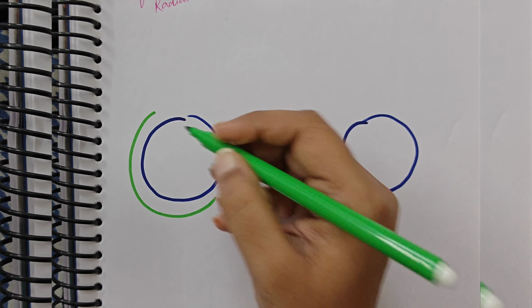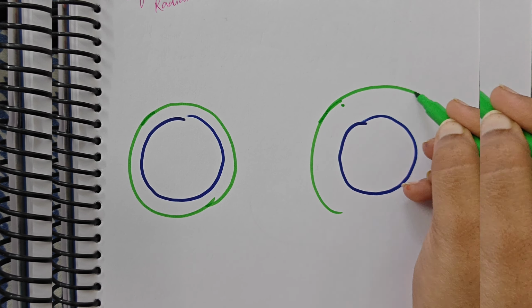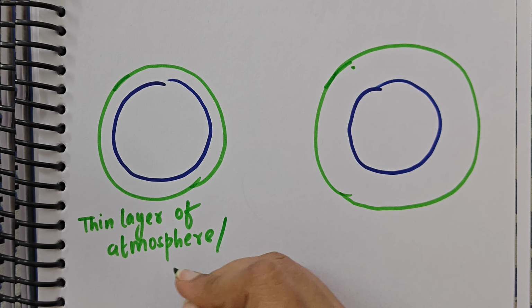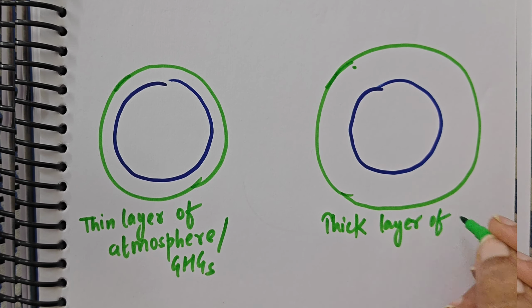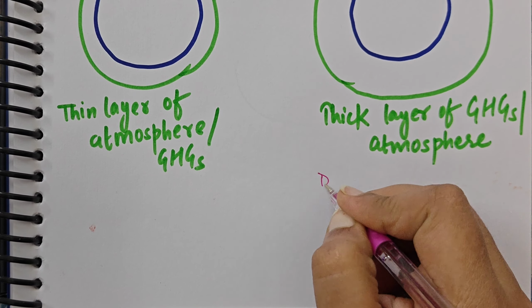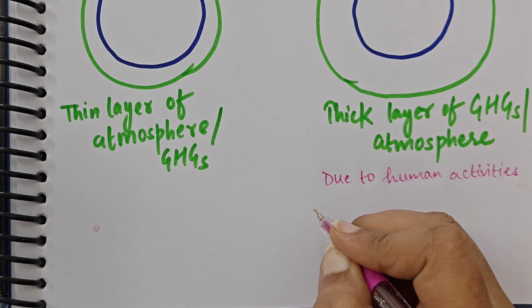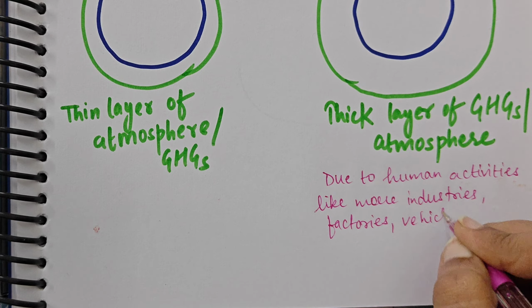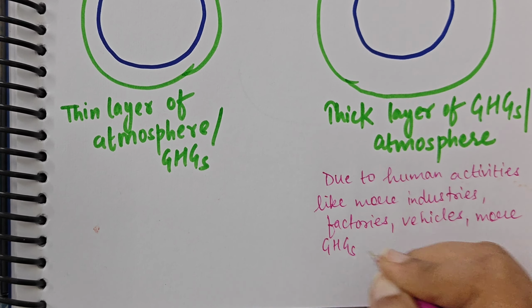On the left, we have natural greenhouse effect, where the Earth is surrounded by a thin, balanced layer of natural greenhouse gases. While on the right, we have enhanced greenhouse effect, where the Earth is surrounded by a thick layer of greenhouse gases emitted due to more and more human activities, like the emissions from factories, industries, vehicles, etc.